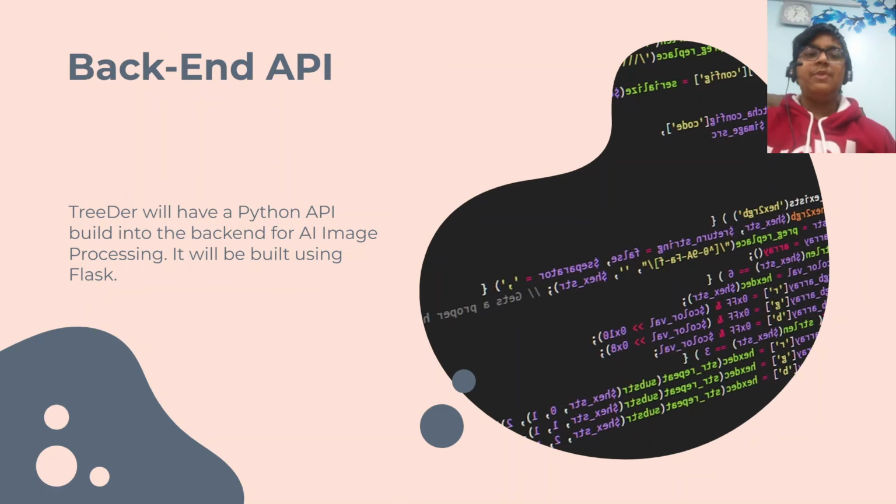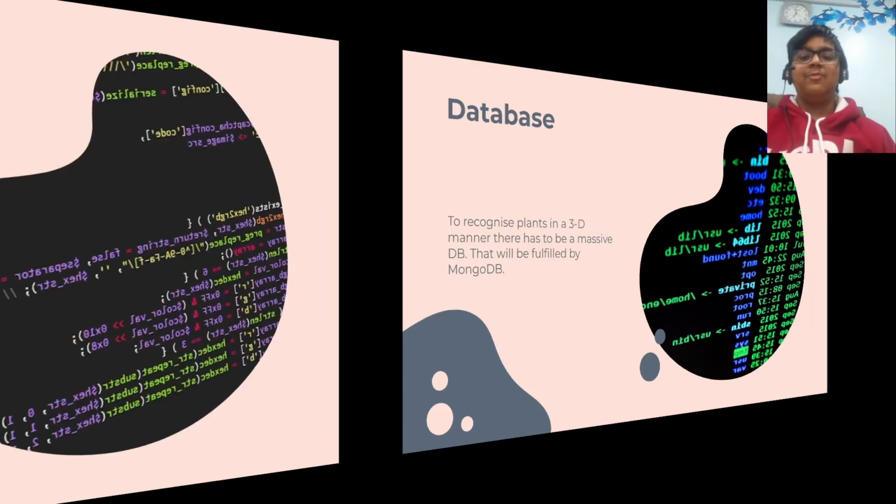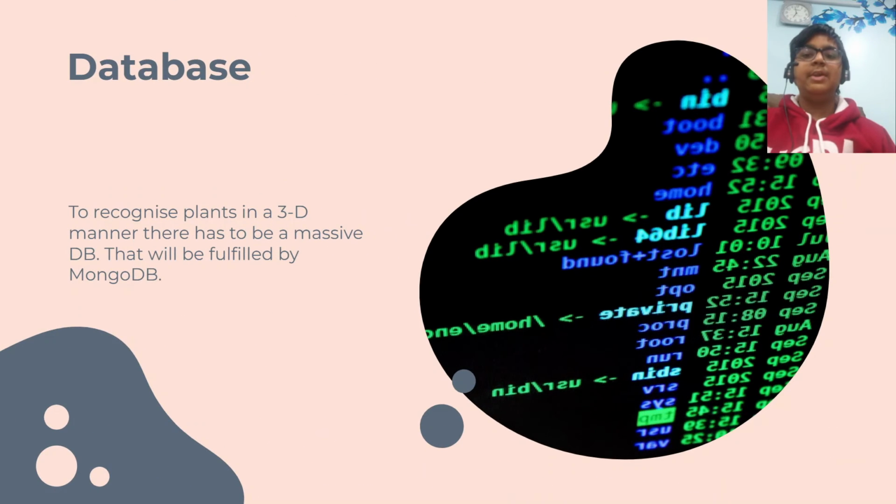Moving on to the backend API. TreeDer will have a Python API built into the backend for AI image processing. It will be built using Flask, a micro Python framework. Moving on to the database. To recognize plants in a 3D manner, there has to be a massive DB that will be fulfilled by MongoDB.